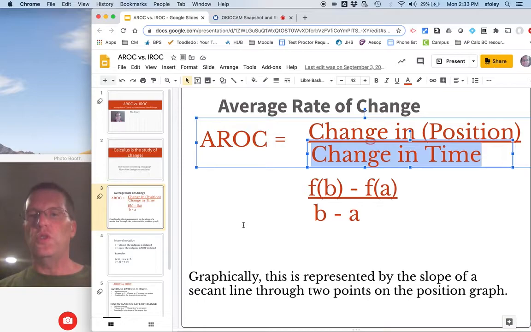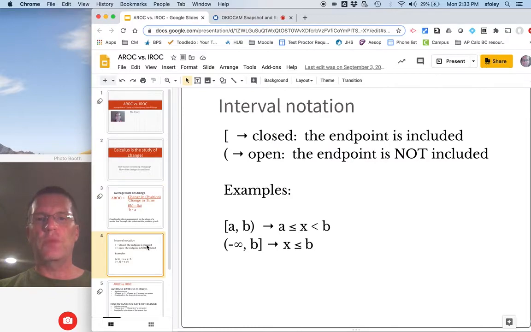An example would be if you are driving somewhere and you know that you drove 50 miles in 1 hour, your average rate of change for that hour would of course be 50 miles per hour. You don't need to know how fast you're going at any particular time. You just know that your overall change in position was 50 miles. Your change in time was 1 hour, and so your average rate of change is 50 miles per hour.